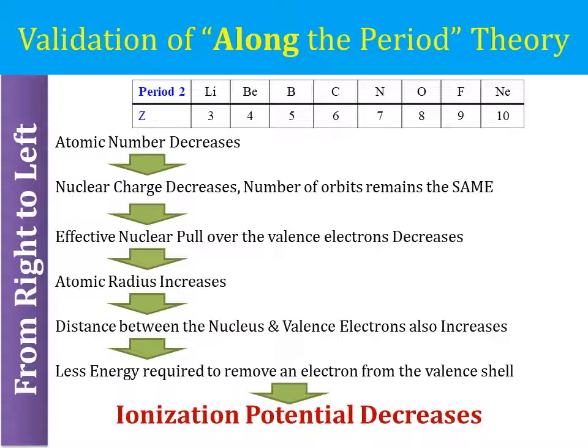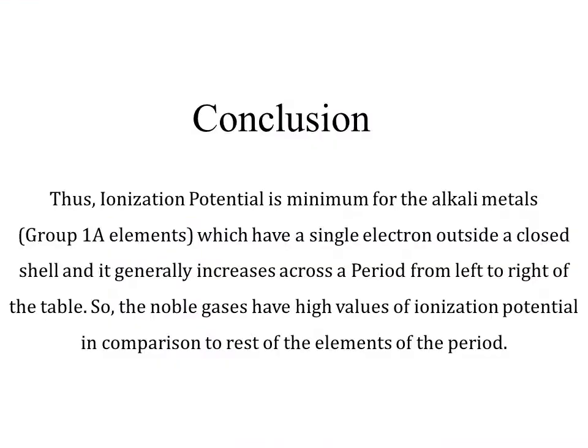So this is all about ionization potential, and we conclude that ionization potential is minimum for the alkali metals, that's group 1 elements, 1A, which have a single electron outside a closed shell, and it generally increases across a period from left to right of the table. The noble gases have high values of ionization potential in comparison to the rest of the elements of the period, because noble gases have complete octets, filled shells. It's very difficult to remove an electron from the valence shell of inert gases.